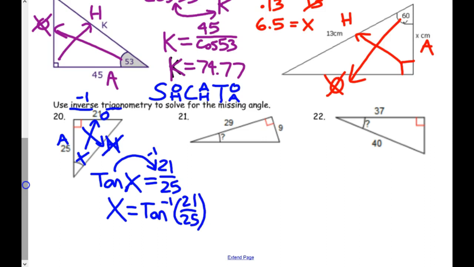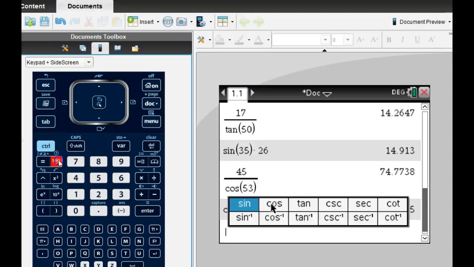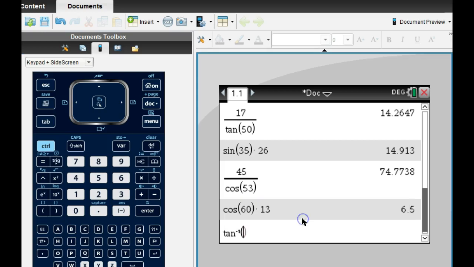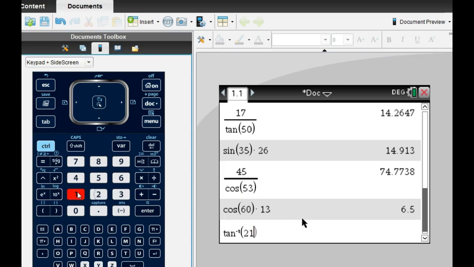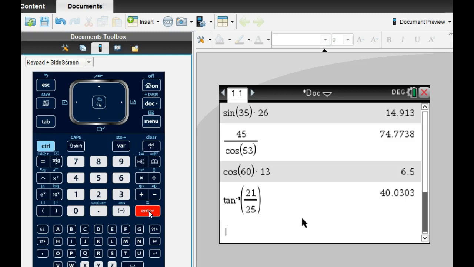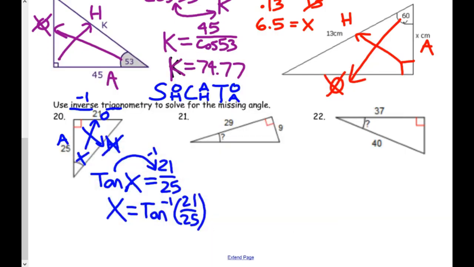And now all we got to do is plug that in the calculator. Tan inverse 21 over 25. So go to trig. Tan inverse is on the bottom. Tan inverse, and then 21 divided by 25, I get 40.03.